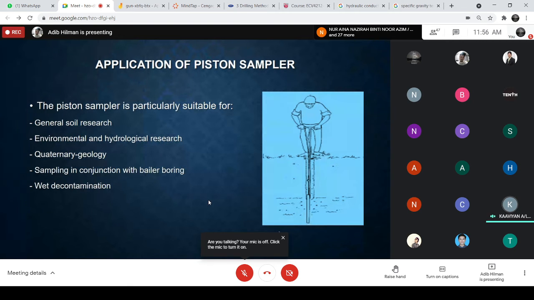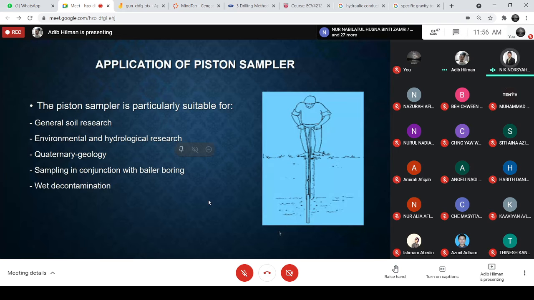Thank you, Doctor. Okay then, thank you. Right. Wow, this is interesting. Piston sampler can be used also for environmental and hydrological research.